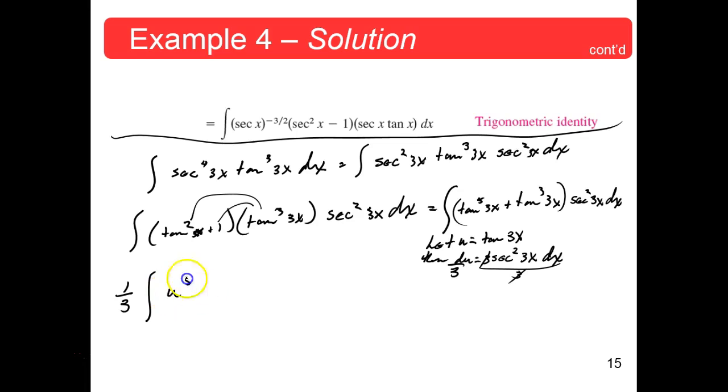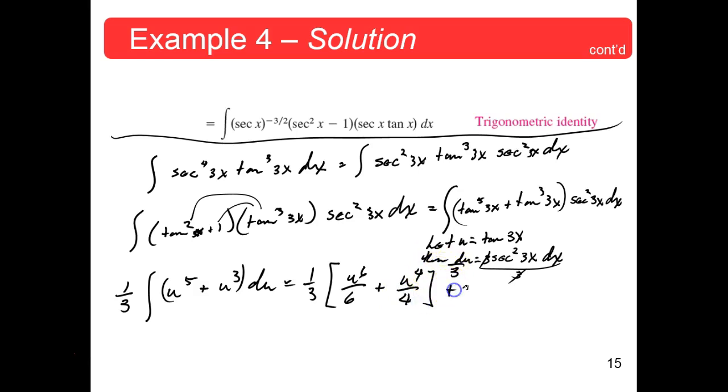U to the fifth plus u cubed du. The 1 over 3 is out front. I think even I probably could do that one. What would that be? U to the 6 over 6, u to the 4th over 4. And then we're going to have a plus c, but we won't worry about that until later.